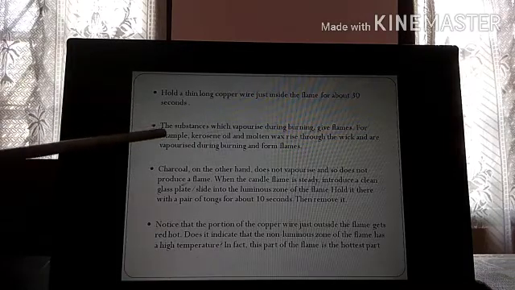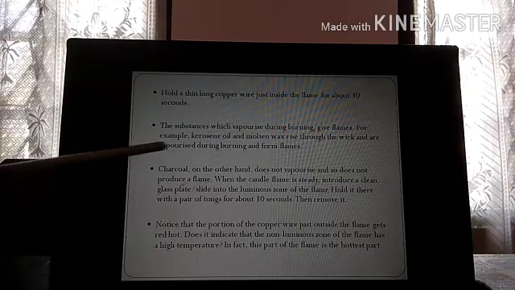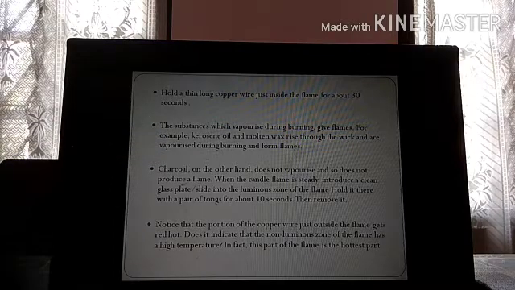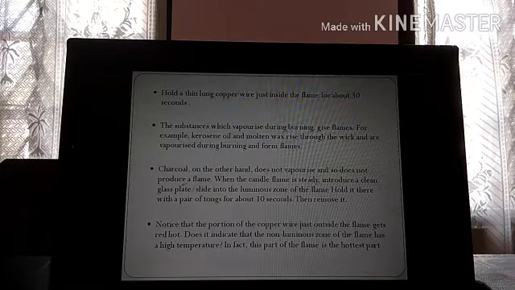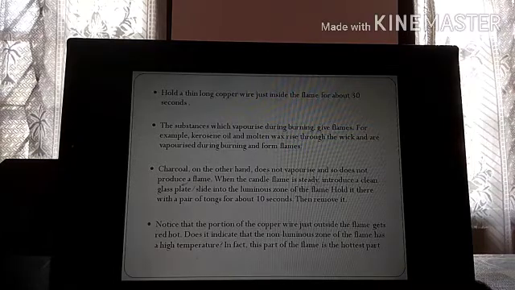The substances which vaporize during burning give flames. For example, kerosene oil and molten wax rise through the wick and are vaporized during burning and form flames. Some substances burn with flames, some do not. Like kerosene oil, when you burn it, it will vaporize and burn with a flame. Molten wax also burns with a flame because a candle is made up of wax. But charcoal or coal does not vaporize during burning, so it does not produce a flame.